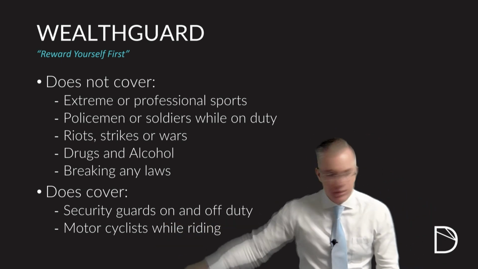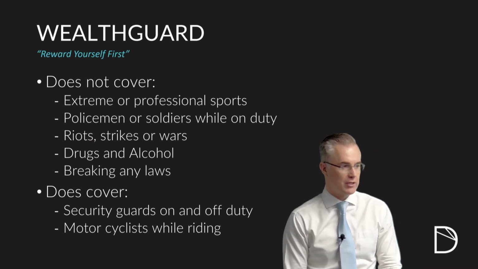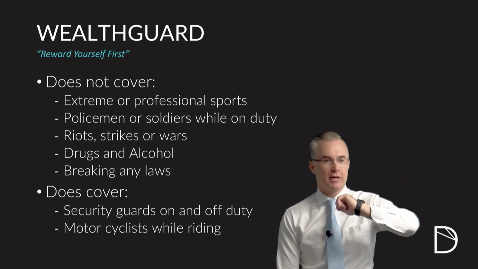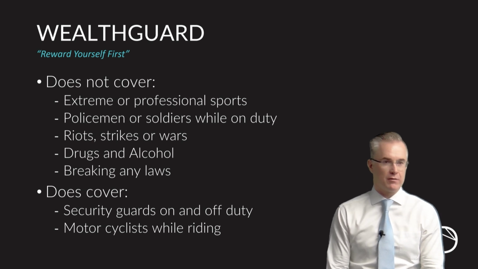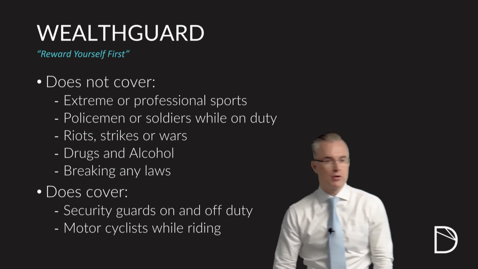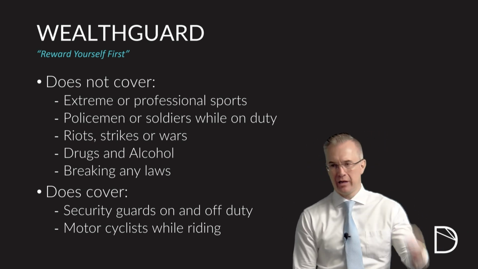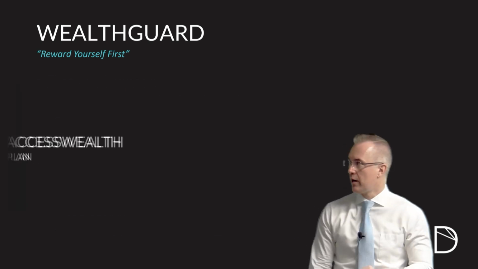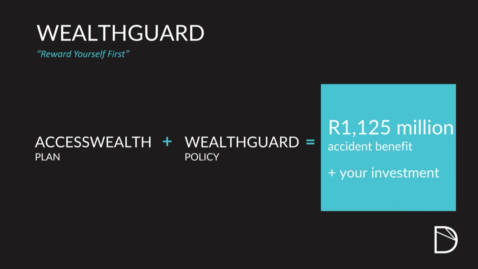And we cover motorcyclists. Motorcyclists are almost never covered. Go and look at insurance policies. We'll cover motorcyclists, even while they're riding their bikes. We don't do off-road bikes and stuff like that. If you want to kill yourself going over boulders, then that's totally up to you. We won't cover it. But if you're normally driving on normal roads, we will cover you there too. Incredible value and benefit for our products. Okay, so let's put those two together. AccessWealth and WealthGuard, you're sitting on 1.125 million rands with a personal accident cover like that.